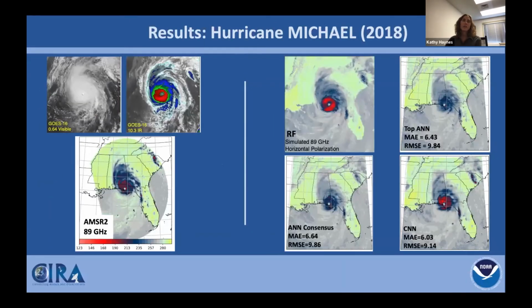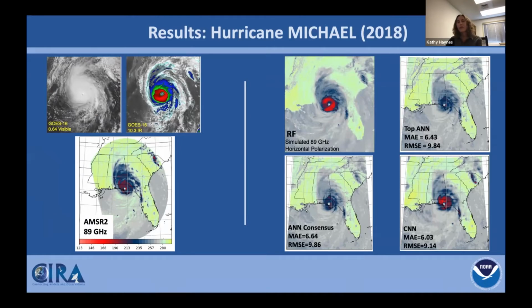Now, if we move on to some results, here are results from Hurricane Michael. On the left, you will see the observations. The top 2 panels show you the input data from GOES. The left panel shows you visible imagery, and the right panel shows you infrared imagery. And in the bottom of that left-hand section, you'll see the AMSR2 microwave 89 gigahertz data. And this is what we're trying to match.